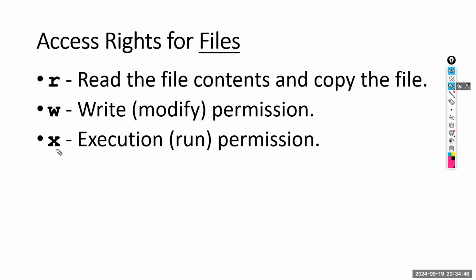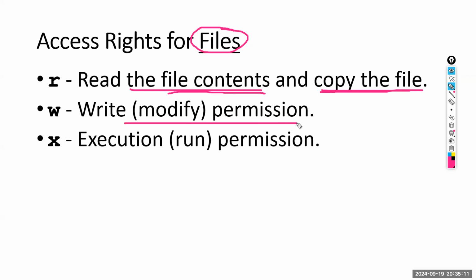Read, write, execute. If it is a file, read means you can read the contents, like using the cat command, and also you can copy the file. So pay attention to these things: read the file contents and copy the file. Write means you can modify, change the file contents. Execute means you can run it, like running a bat file in Windows. If you have a shell script, you must give that script execution power. Otherwise, you can't run it, execute the file, like a software.